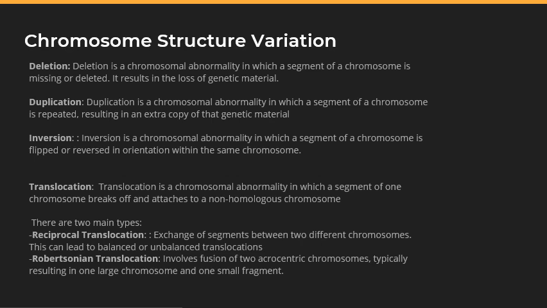Now let's talk about inversions. By definition, inversion is a chromosomal abnormality in which a segment of a chromosome is flipped or reversed in orientation within the same chromosome. Inversion can result from chromosomal breaks and rejoining in an inverted orientation during the DNA repair process.